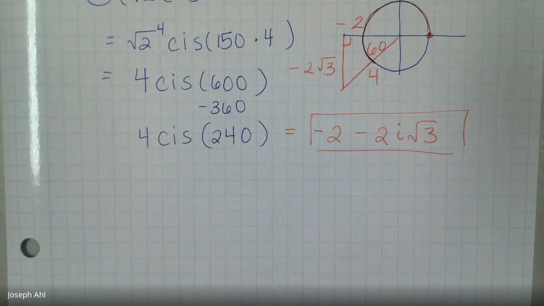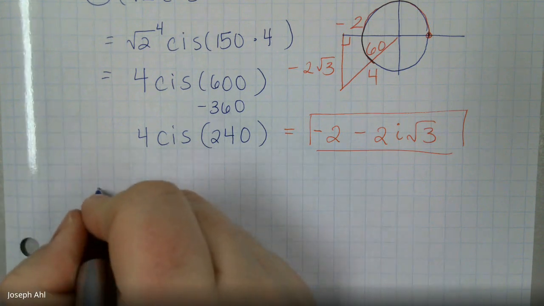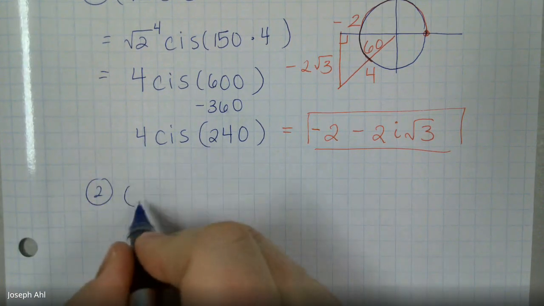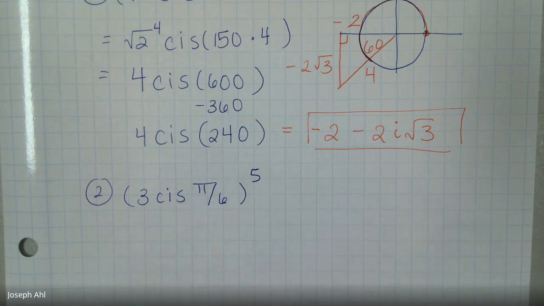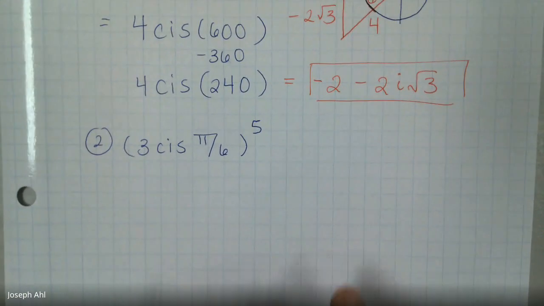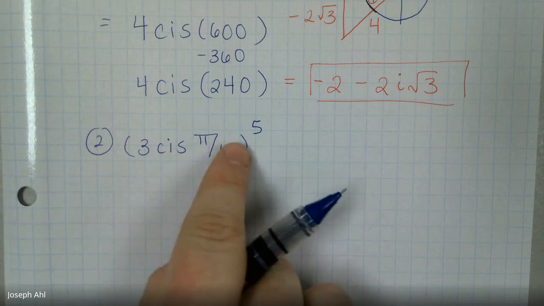All right, moving on. Let's do one that has some radians in it, because we love radians. So we've got 3 cis pi over 6, to the 5th power. Okay, let's use De Moivre's rule. Even though this is radians, it would still apply.